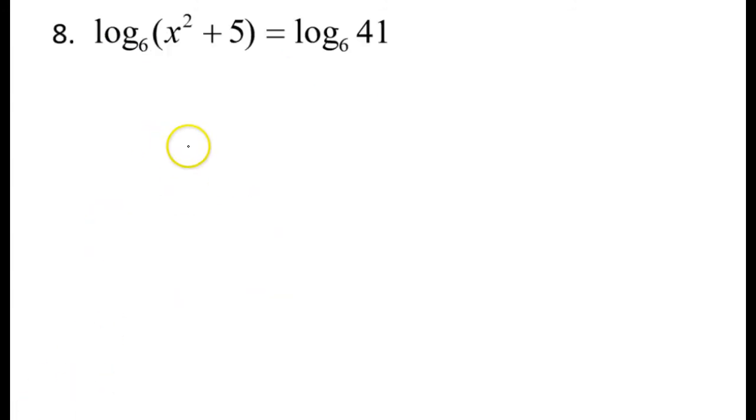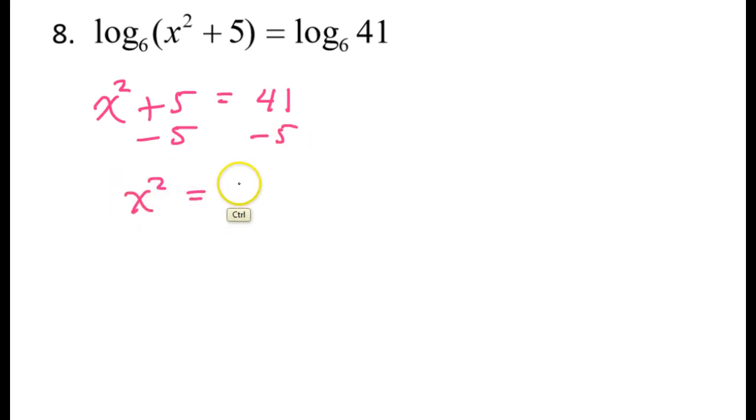All right, on number 8, if the log and the base part is equal, the argument of the log, the stuff inside the log, has to also be equal. So logic dictates that x squared plus 5 must equal 41. So subtracting 5 from both sides, we're going to get x squared is equal to 36. Taking the square root of both sides, x is equal to plus or minus 6.